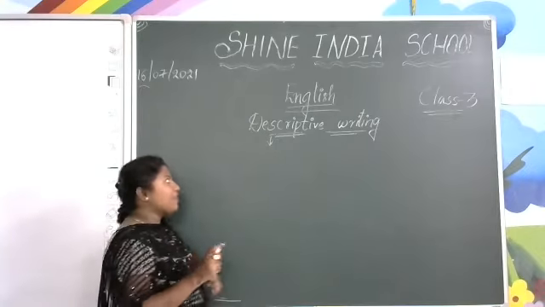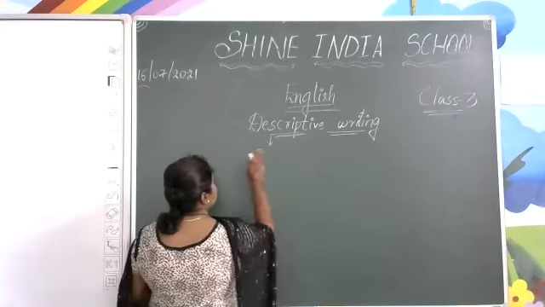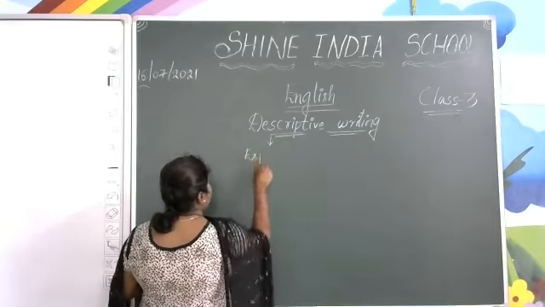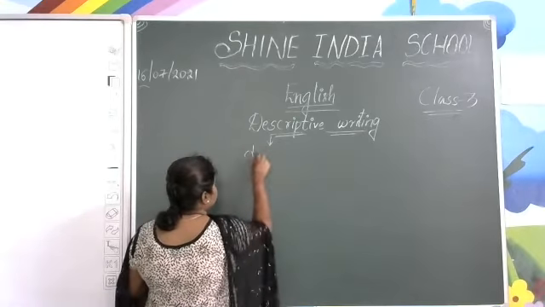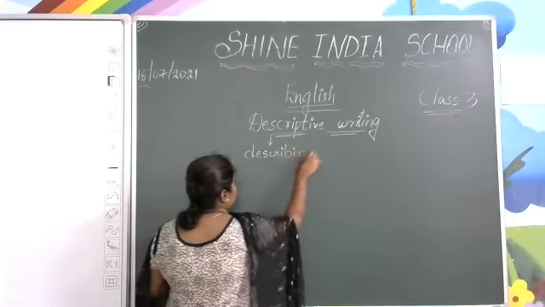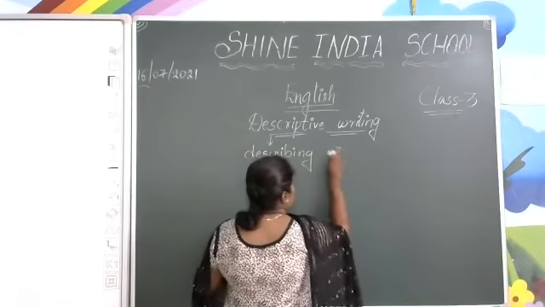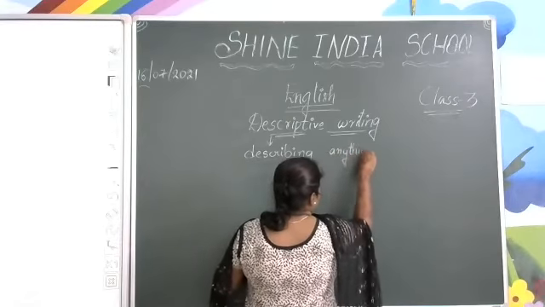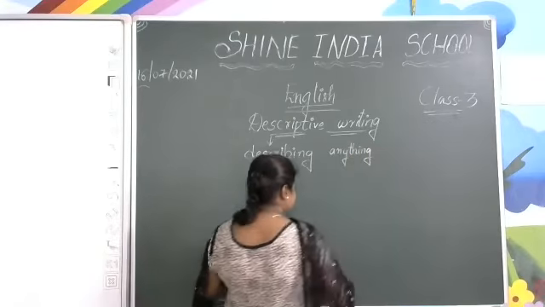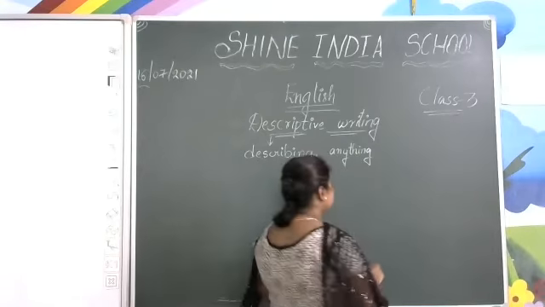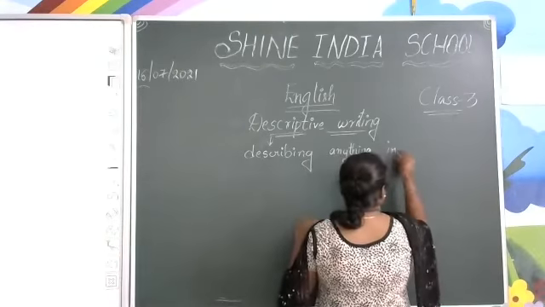Children, in the same way, descriptive writing means explaining about anything, describing anything in sentences.